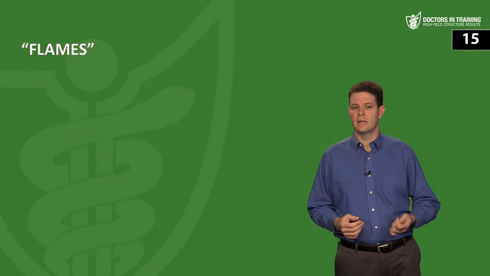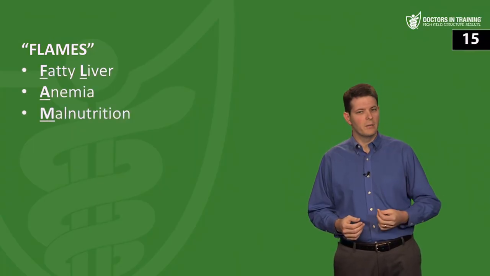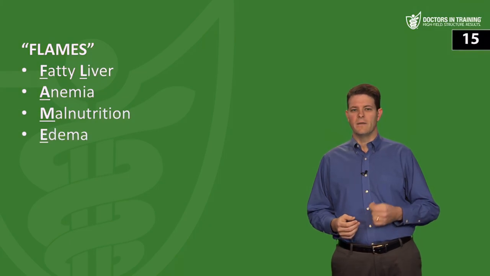And the last question, what are some of the hallmark features of kwashiorkor? So remember our mnemonic FLAMES for fatty liver, anemia, malnutrition, specifically protein malnutrition, edema, and then the S is for skin lesions. That's it for now.